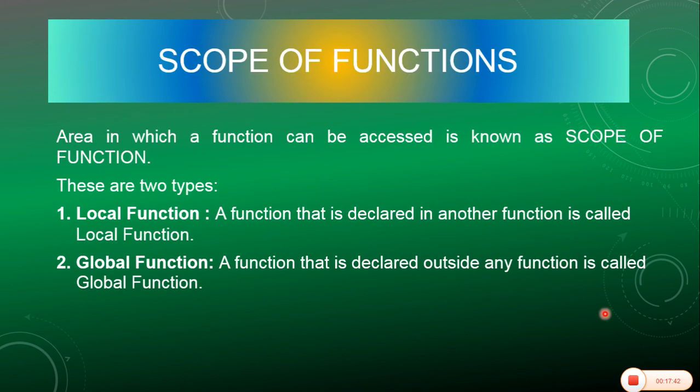So there are certain scopes of a function. A function can be accessed by the scope of the function. There are two types: local functions and global functions. A function that is declared in another function is called a local function, while a global function, a function that is declared outside any function, is called a global function.